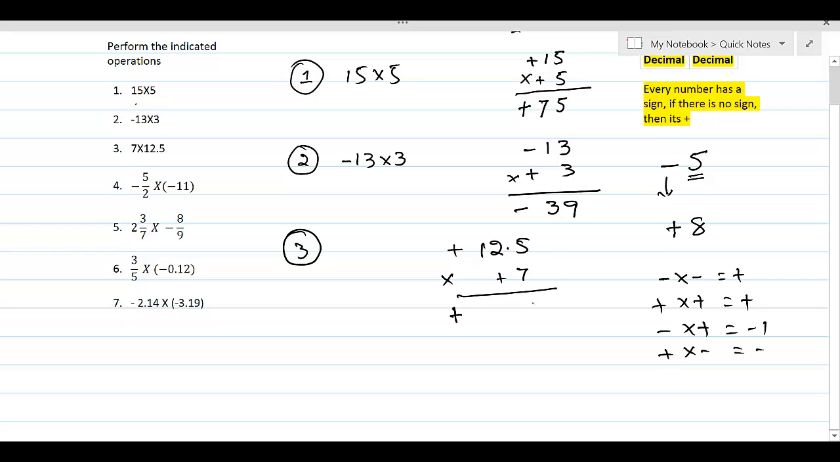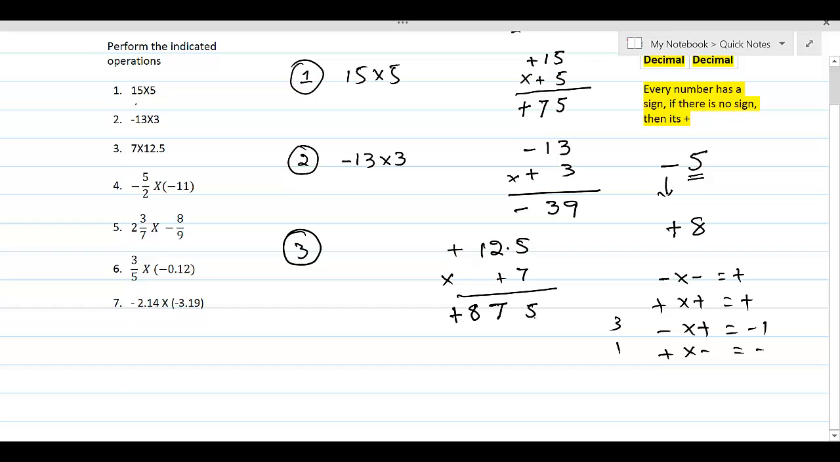Let's write it down. 7 times 5 is 35. So we're going to write 5 here, and 3 we're going to carry forward, and then 7 times 2 is 14 plus 3 which was carried over, that will give us 17. So we're going to write 7 here, and 1 is carried, and then 7 times 1 is 7 plus 1 which was carried, that would be 87.